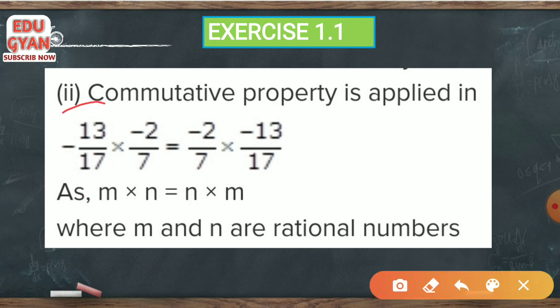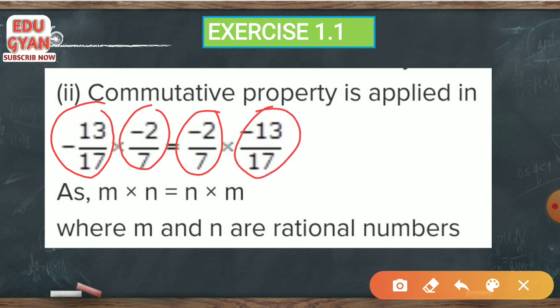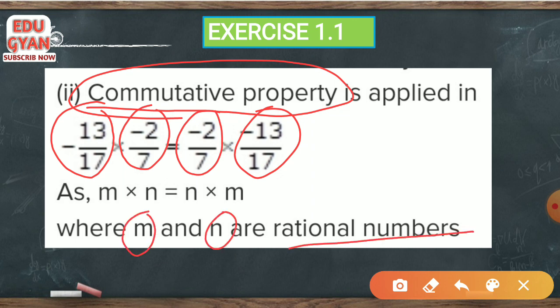Here is minus 13 upon 17 into minus 2 upon 7, two rational numbers, is equal to minus 2 upon 7 into minus 13 upon 17. So it is a commutative property, where m and n are rational numbers.